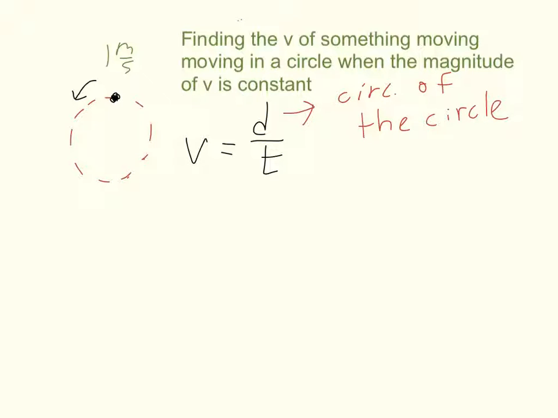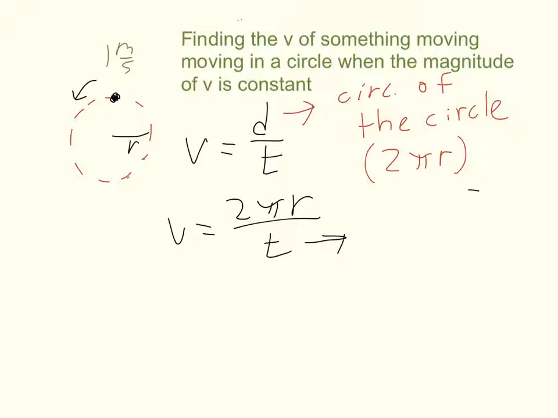And we know from math class, hopefully, that the circumference of a circle is 2 pi times the radius of the circle. So we can plug that in for distance, and this is what we end up with. That the velocity of an object going in a circle will be 2 pi times the radius of the circle, divided by the time it takes to complete one full circle.